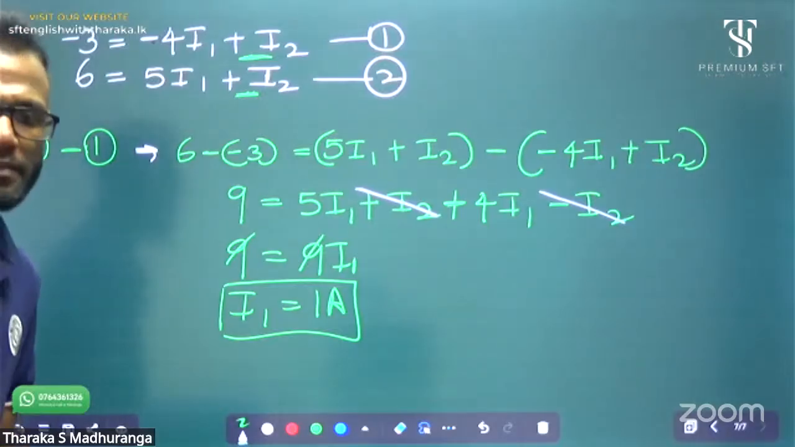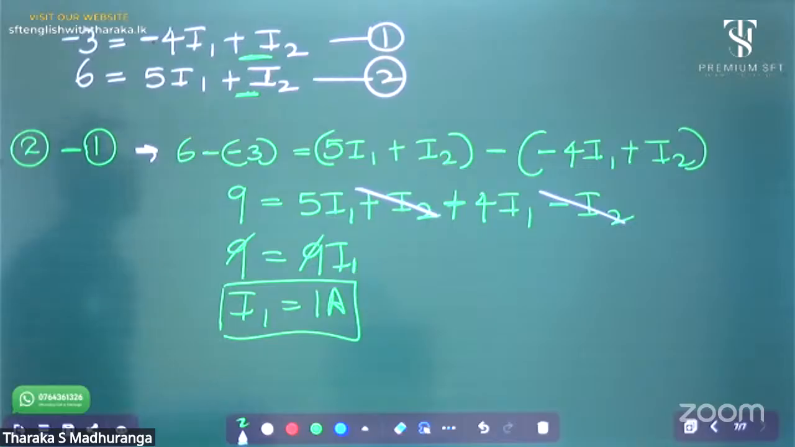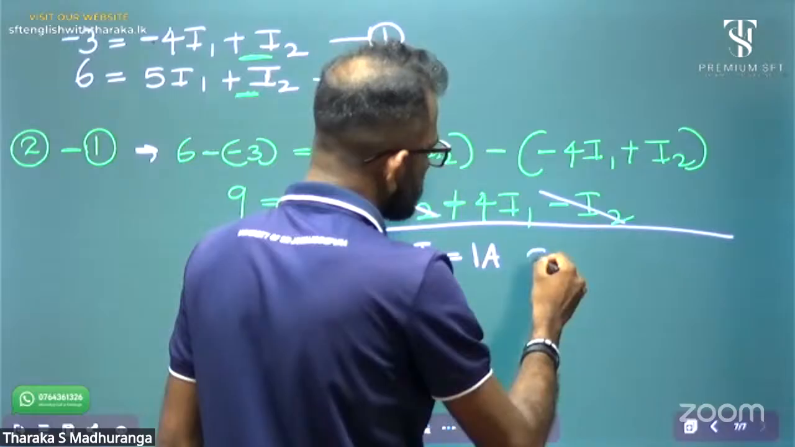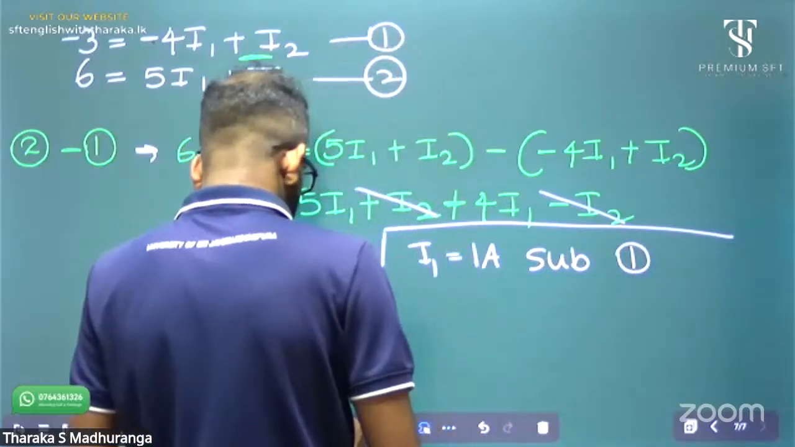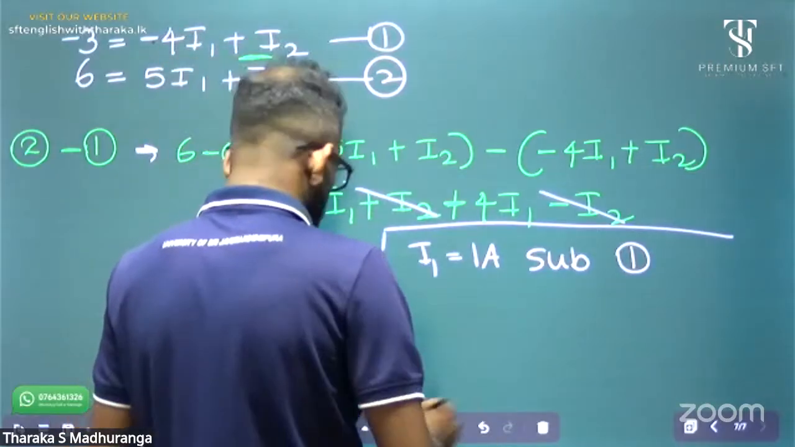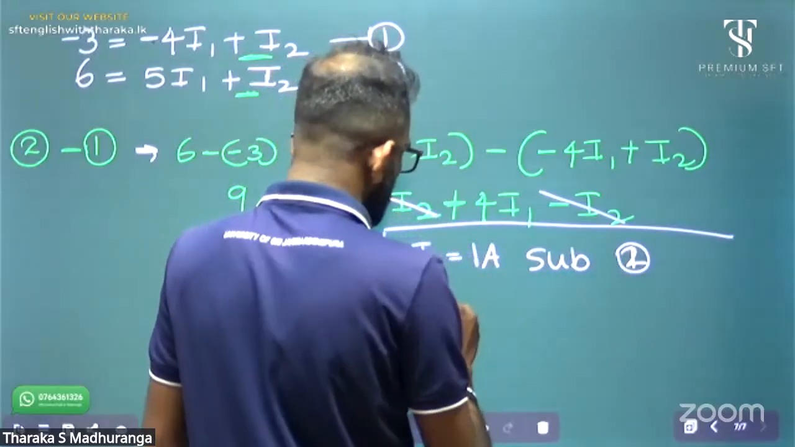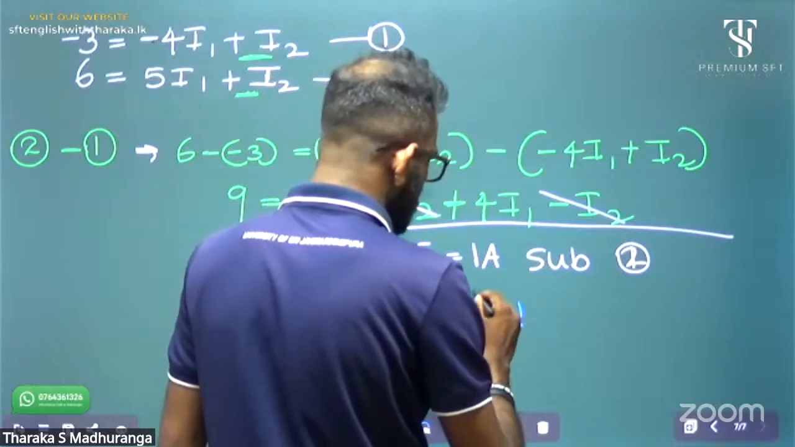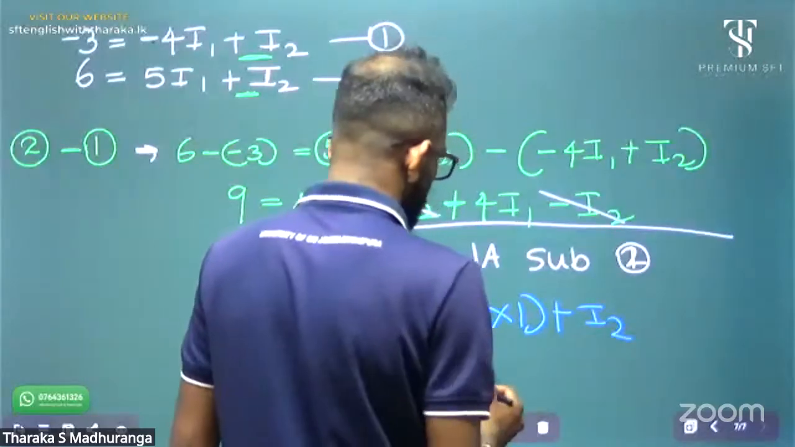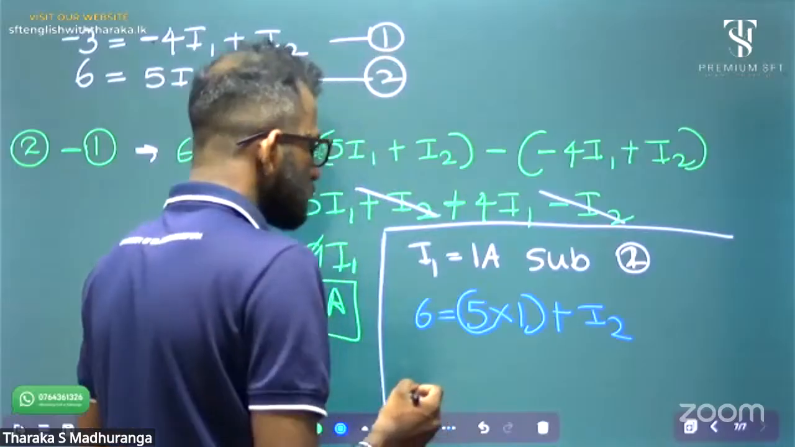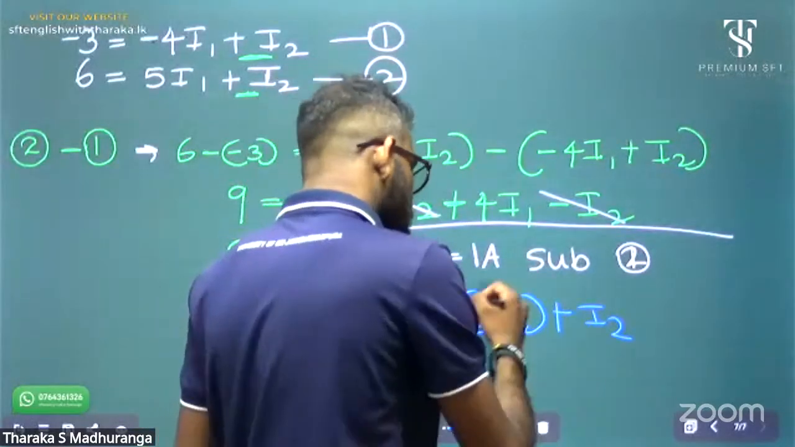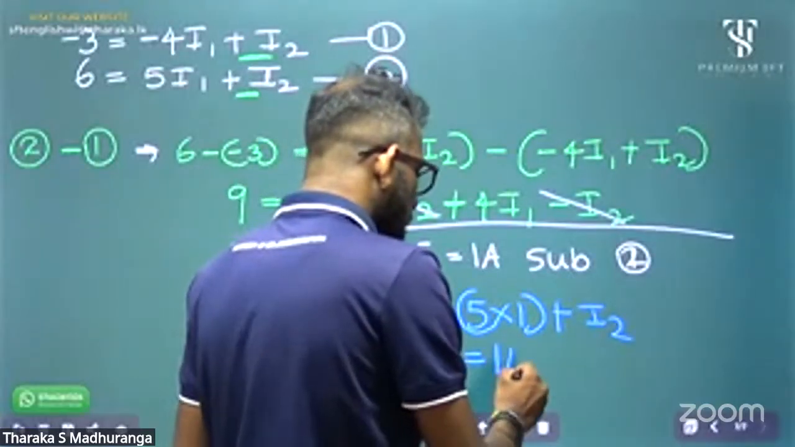I1 equals 1 ampere. Substitute into the first equation, or the second equation is easier because there is no minus value. 6 equals 5 into I1, it is 1, plus I2. 5 into 1 is 5. 5 subtracted, then it is 1 ampere. I2 also 1 ampere. It's a special case.